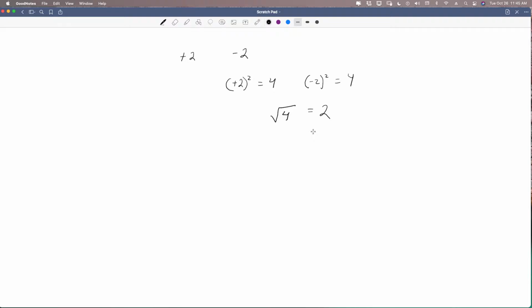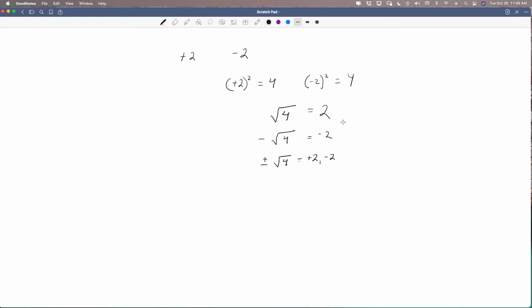If we want to designate negative 2 as the answer, we say negative square root of 4 equals negative 2. If we want to designate that either one of those is a possibility, we say plus or minus the square root of 4, which gives us positive 2 or negative 2 as a result.